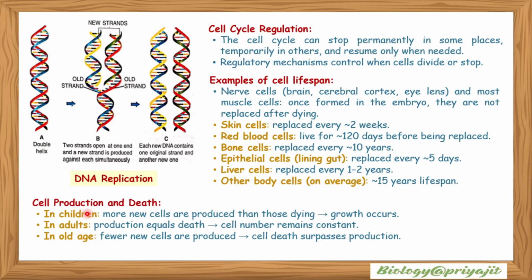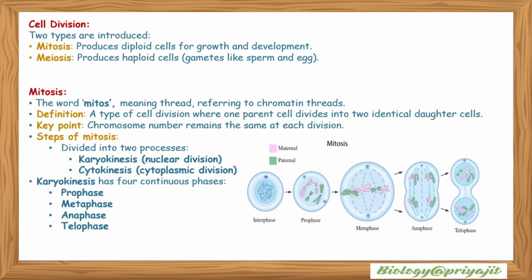Cell production and death. In children, more new cells are produced than those dying. Their growth occurs. In adults, production equals death and the cell number remains constant. In old age, fewer new cells are produced and cell death surpasses production. Cell division. Two types are introduced. Mitosis produces diploid cells for growth and development, and meiosis produces haploid cells, that is gametes like sperm and egg.